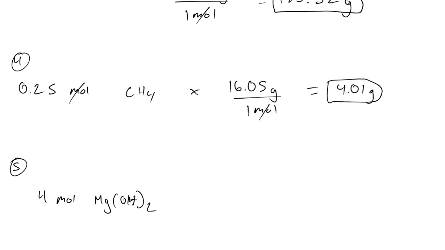And for the last problem, 4 moles of Mg(OH)2, be careful when you're trying to find the molar mass on the periodic table. There are 2 oxygens, 2 hydrogens, and 1 magnesium. The molar mass is 58.33 grams per mole. The moles will once again cancel, and we're going to be left with 233.32 grams.